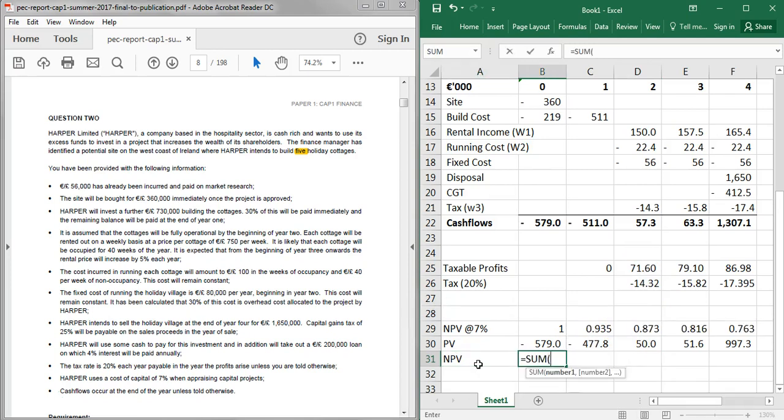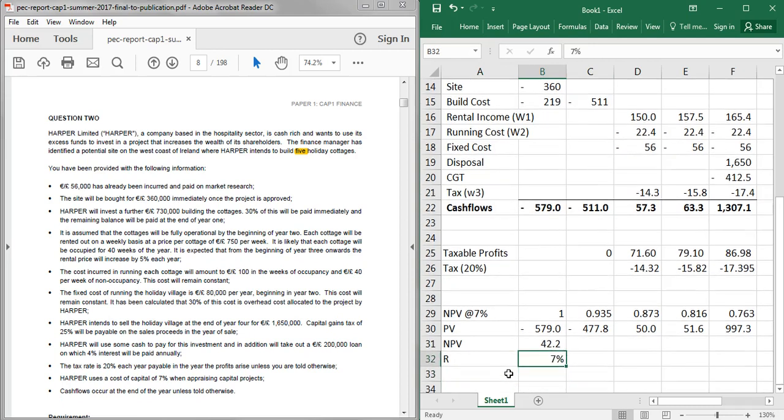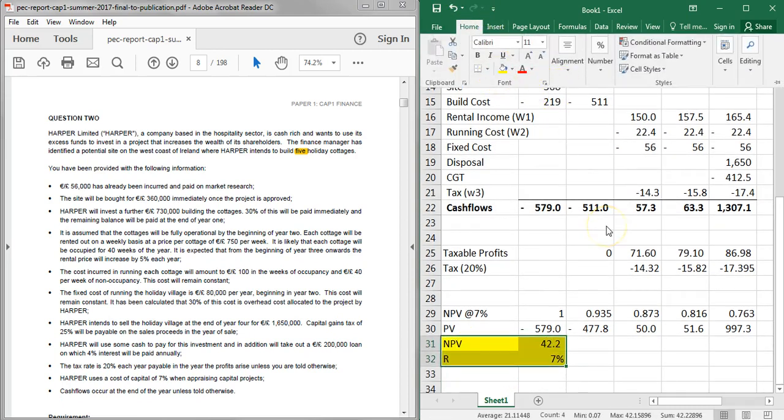So it's all the present values. And the net present value is 42.2. So it's positive. So we now have our first pair. We have the R to be 7%, and we have the NPV to be 42.2. So when you're asked IRR, you're actually doing NPV as well.